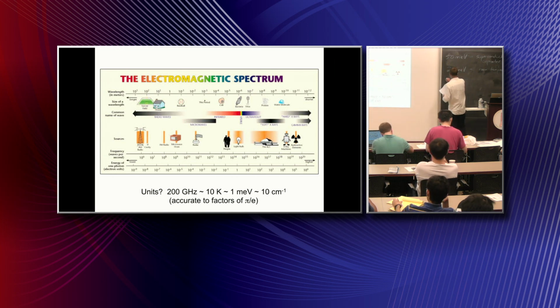Okay, so going onward, 1 millielectron volt to 10 millielectron volts is approximately the scattering rate of the electrons in clean metals.